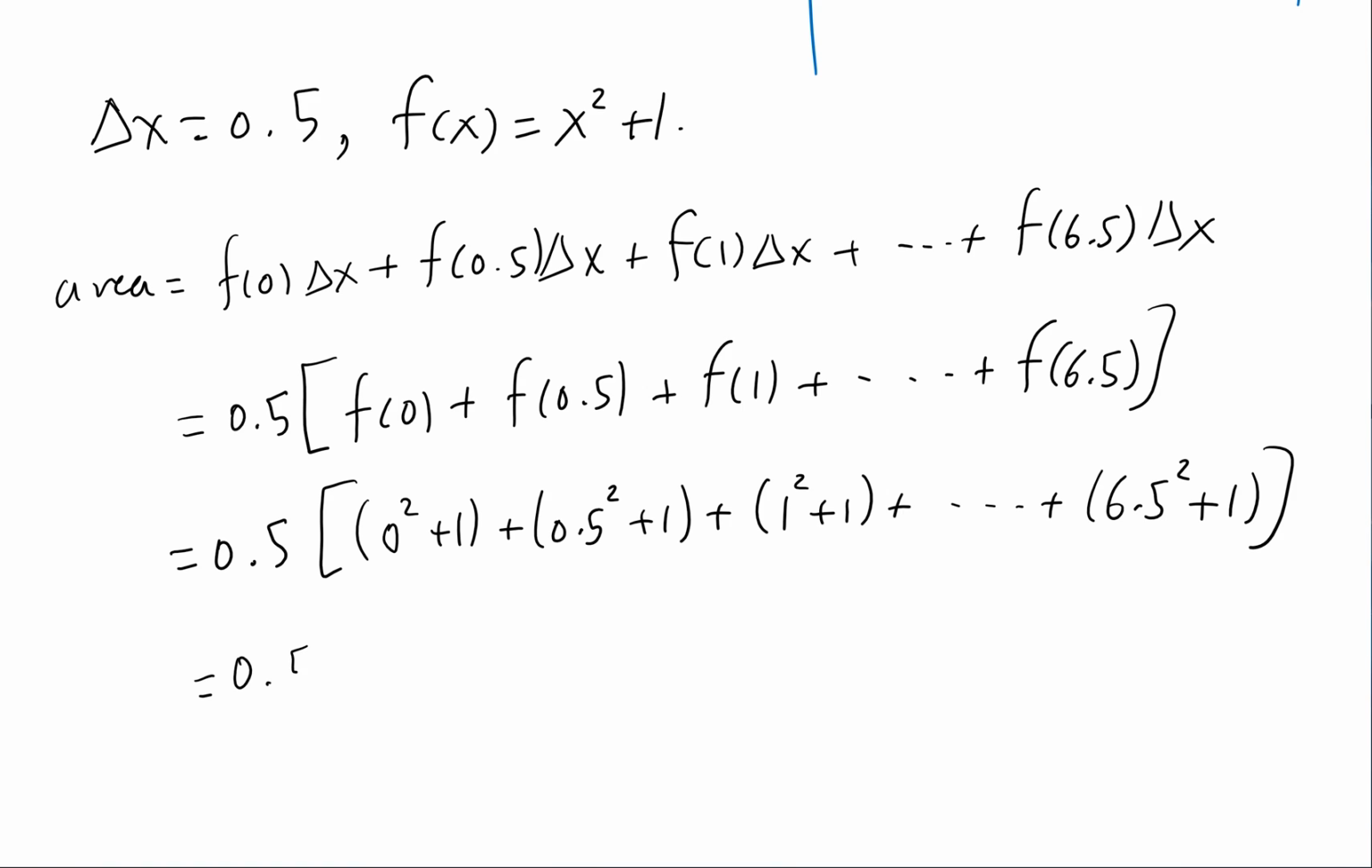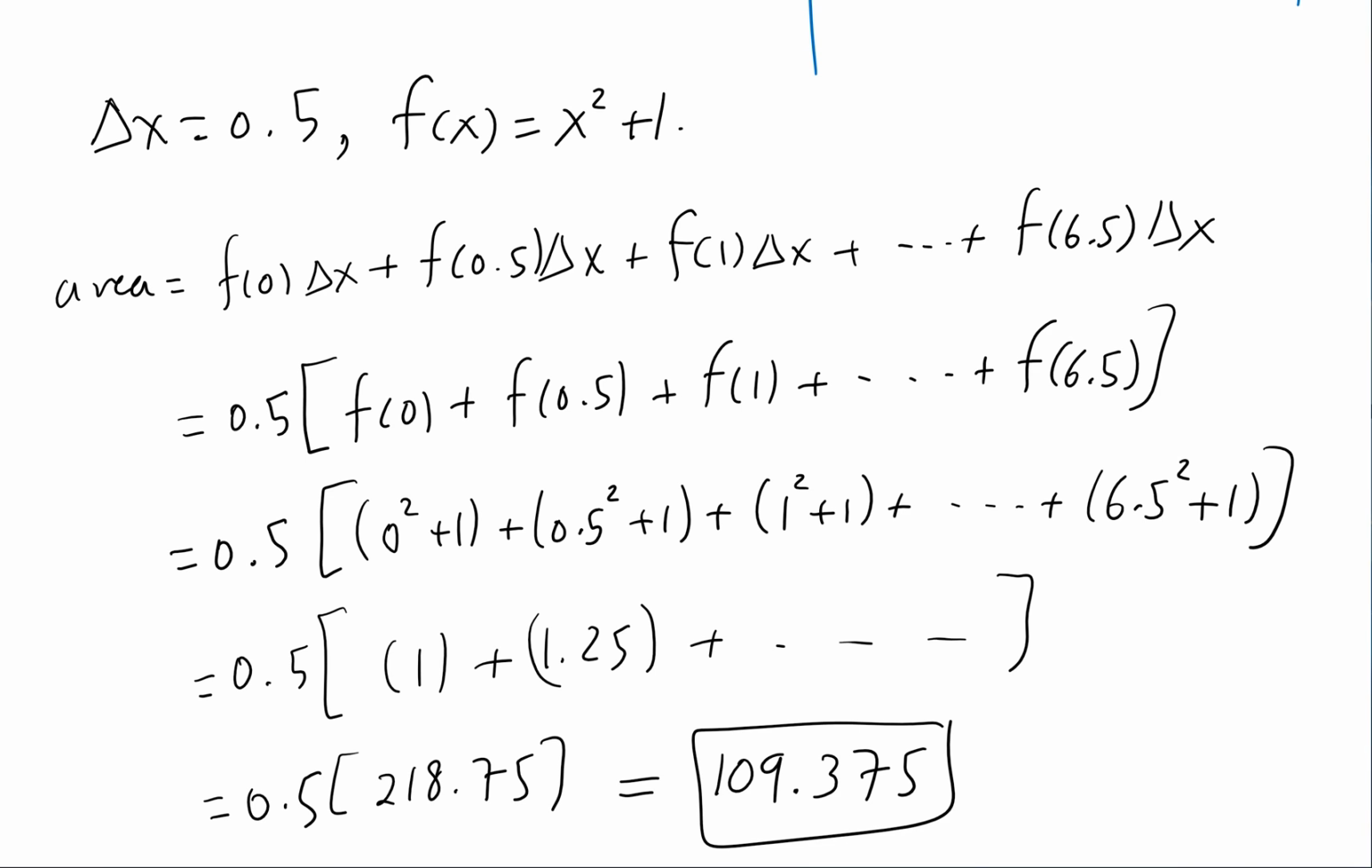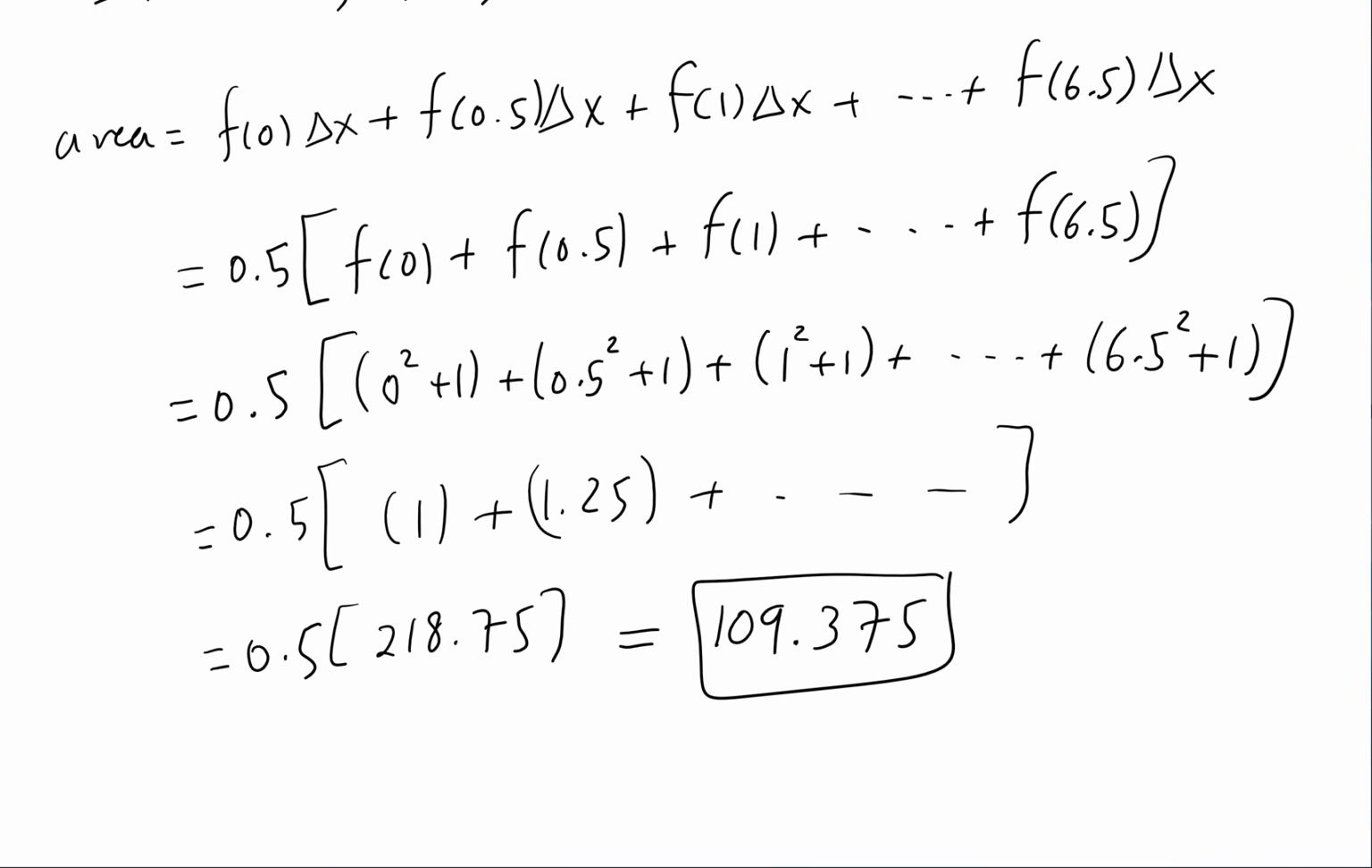So first, the way you do it is you calculate this. This is 1. This is 0.25, so 1.25, etc., all the way. And then substitute them into the function. Whatever number you get here, I got 218.75, and multiply them out: 109.375. That's the approximated area under the curve.